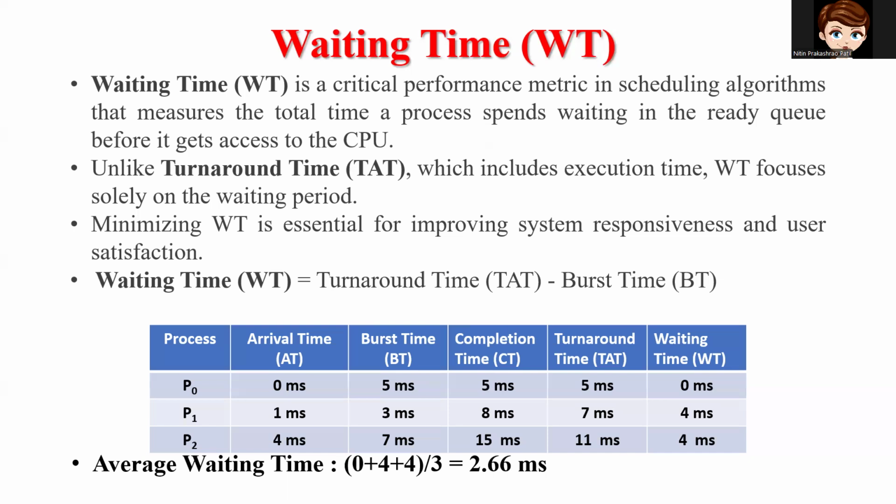Again, from an example perspective, let us say we have three processes P0, P1, P2. Their arrival times are 0, 1, 4 respectively. Say their burst times are 5, 3, 7. So as we computed completion times as 5, 8, and 15, we also computed their turnaround times in the previous case: 5, 7, and 11. So waiting time would now be turnaround time minus burst time. So 5 minus 5 is 0, 7 minus 3 is 4, and 11 minus 7 is 4.